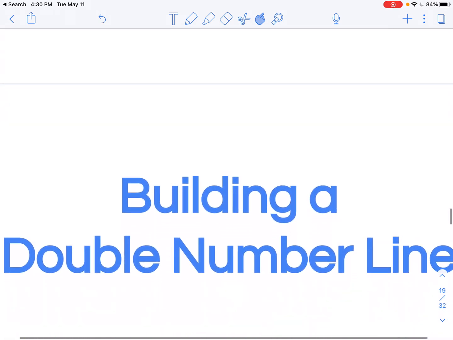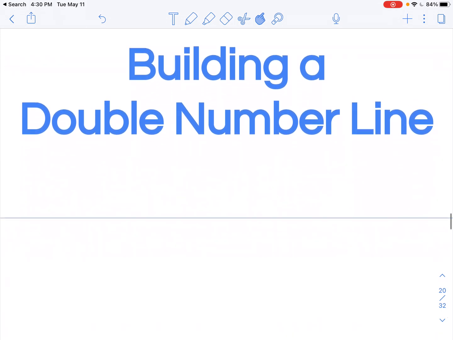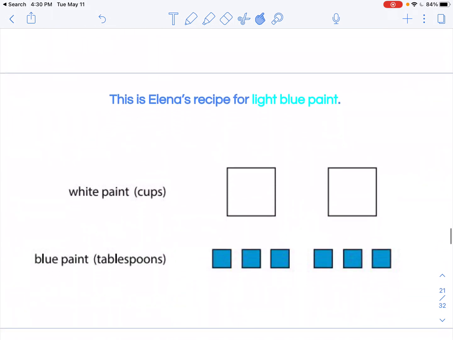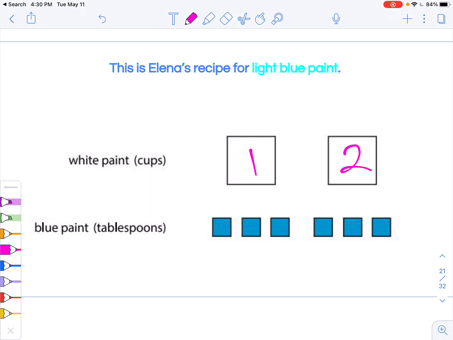So what about building a double number line? What if a double number line isn't just there for you? If you have to build a double number line, you have to look for that repeating pattern. So this is Elena's recipe for light blue paint. I can see 1, 2 cups of white paint, and I can see 1, 2, 3, 4, 5, 6 tablespoons of blue paint. So this ratio is 2 to 6. But I could break this picture into repeating smaller groups.